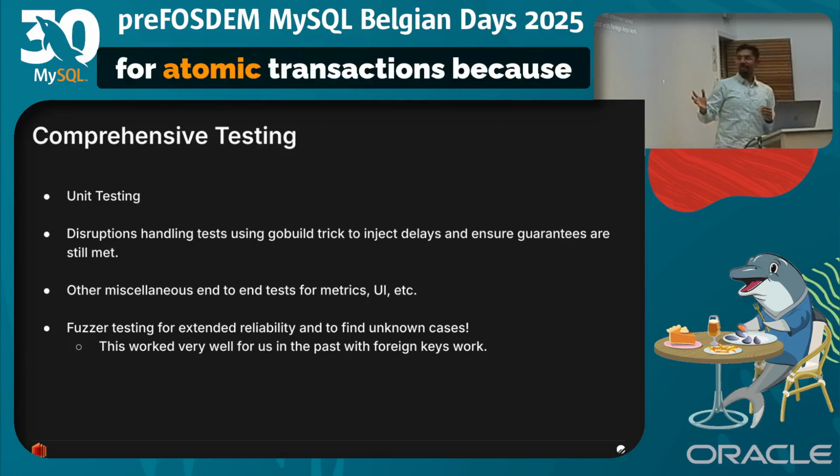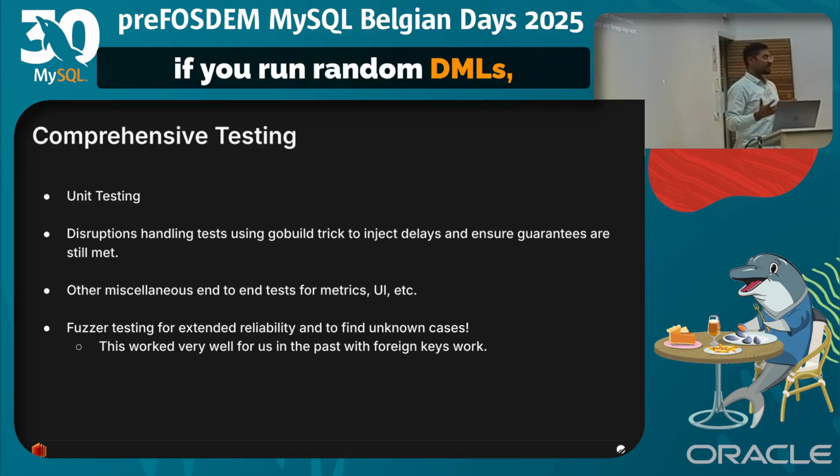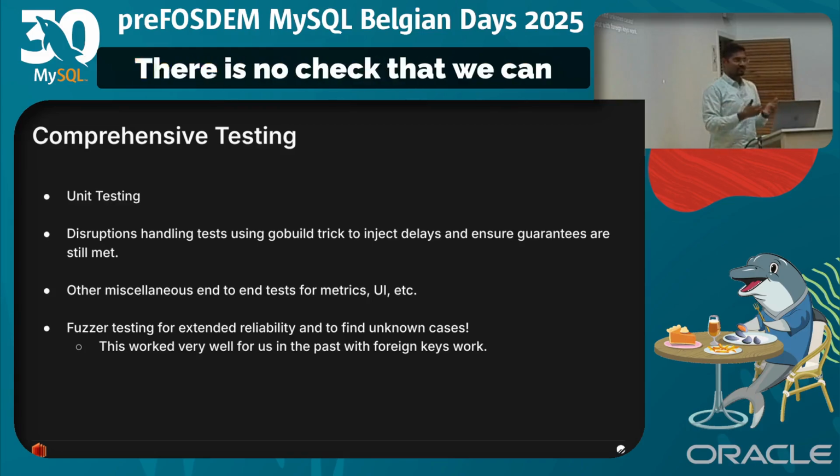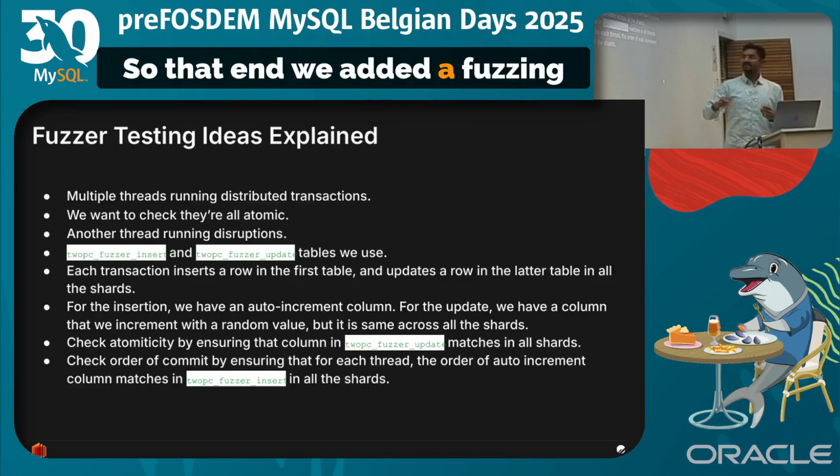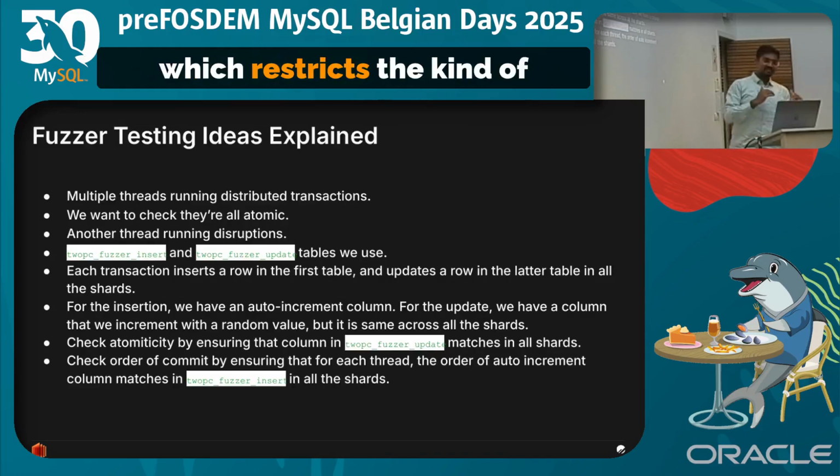But it's super hard to do that for atomic transactions, because if you run random DMLs, how do you know that in the end everything was atomic or not? There's no check that we can run in the end just from database state to know that the transactions were atomic. So to that end, we added a fuzz testing strategy of our own, which restricts the kind of DMLs we're running in the transaction.